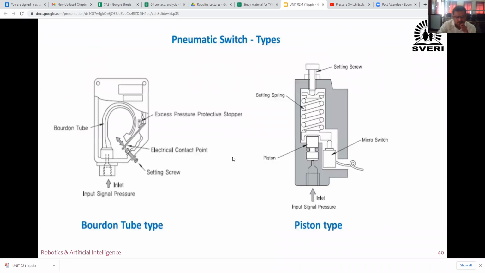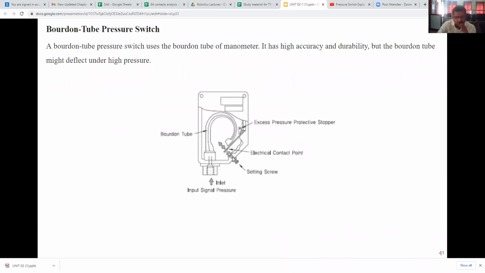Now pneumatic switches are again of Bourdon tube and piston type. First of all, we'll see the Bourdon tube pressure switch. I will show a video also. A Bourdon tube pressure switch uses the Bourdon tube manometer. It has high accuracy and durability, but the Bourdon tube might deflect under high pressure. Therefore, what is happening? You just see when this inlet pressure is given.